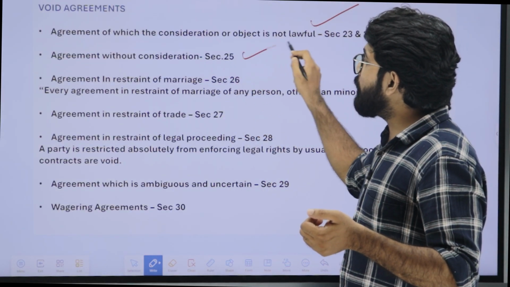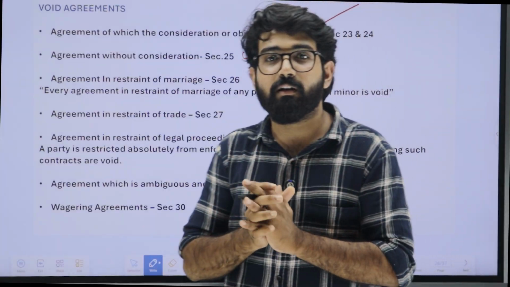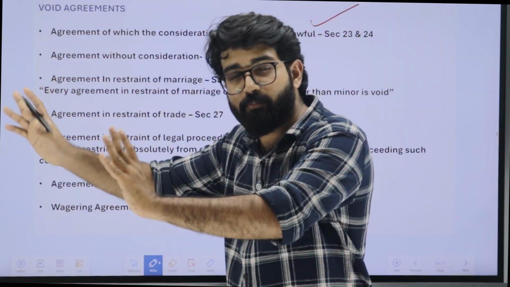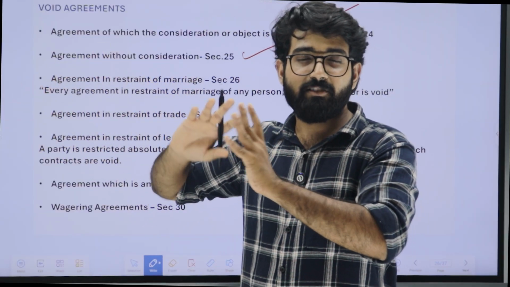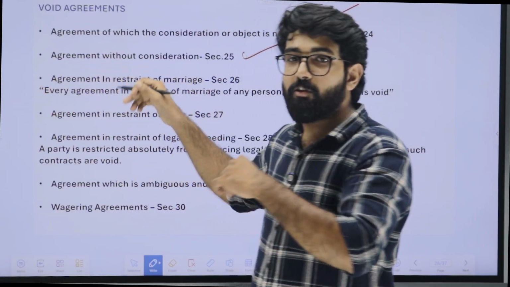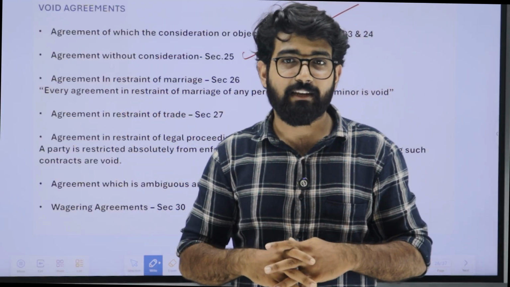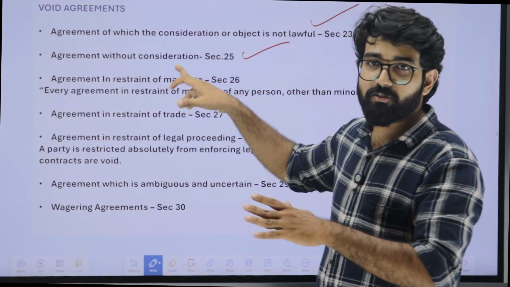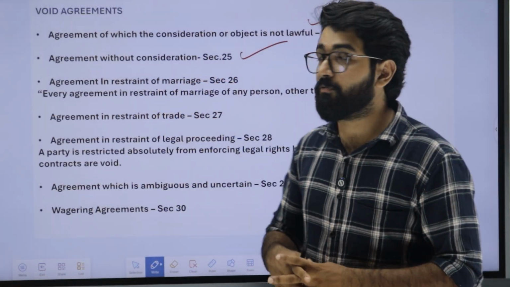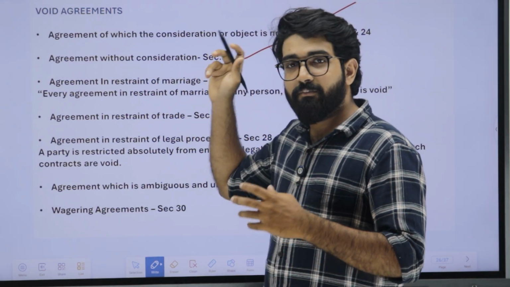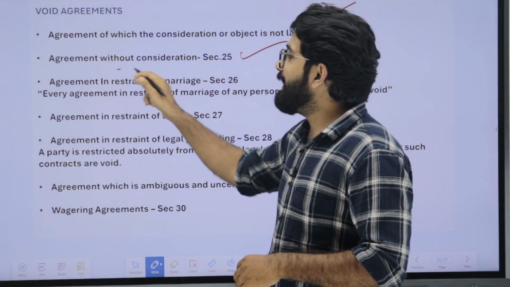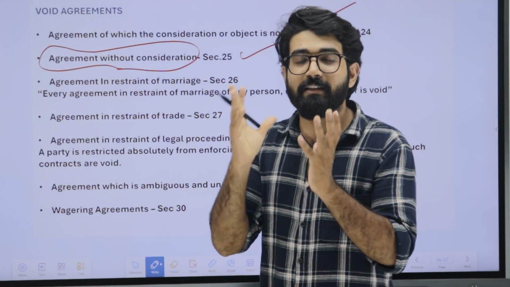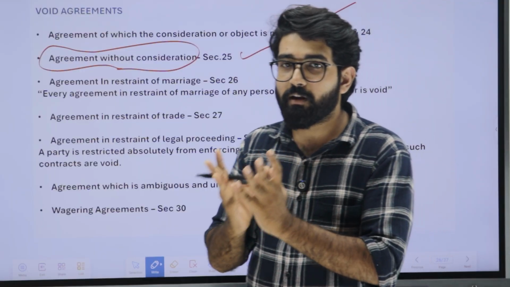Next, agreement without consideration. An agreement without consideration is void. There are exceptions to this rule that we will study separately. We will discuss that later. But as a general understanding, an agreement without consideration is void. Now remember this: whenever there is a contract or agreement without consideration, it is a void one. So what is an example of an agreement without consideration?